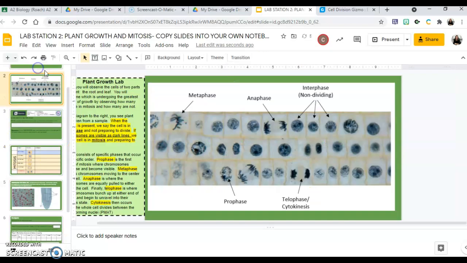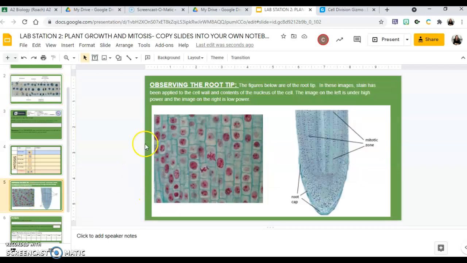How many in metaphase? Again, go back to your photo. Look for cells in metaphase. Looks like everything's bunched in the middle over there. Do we see anything? One should jump out right away, right? That one looks very metaphasey.